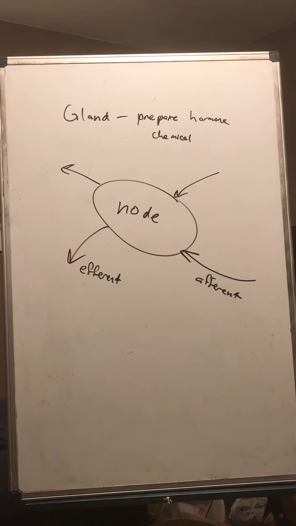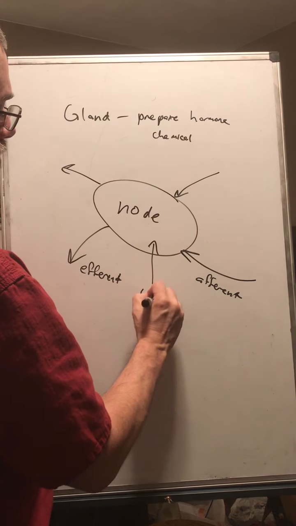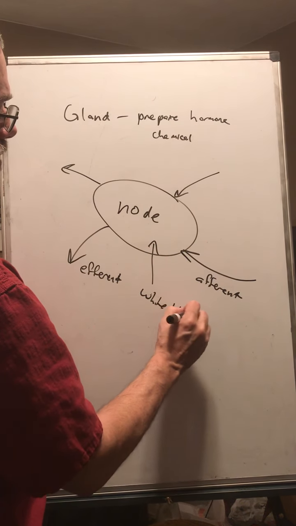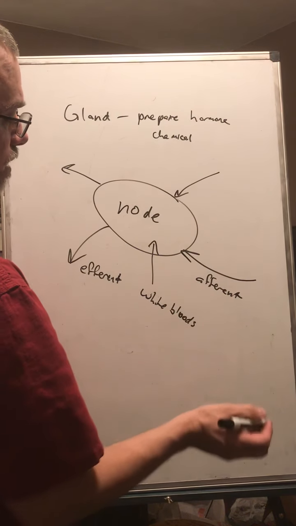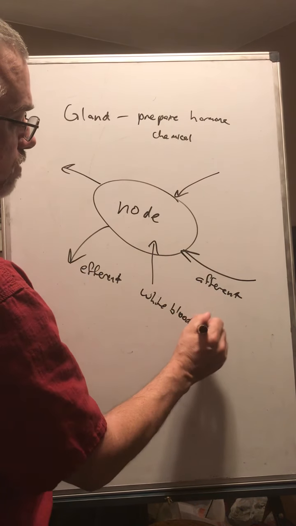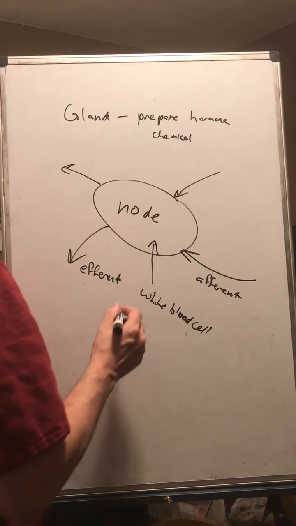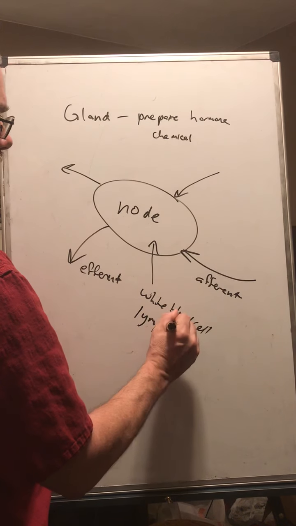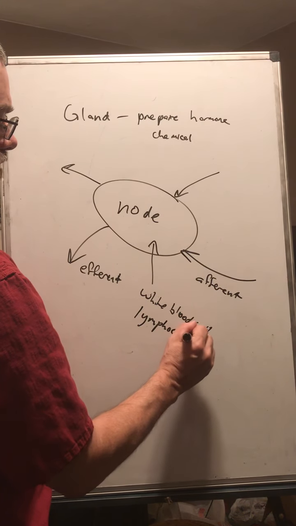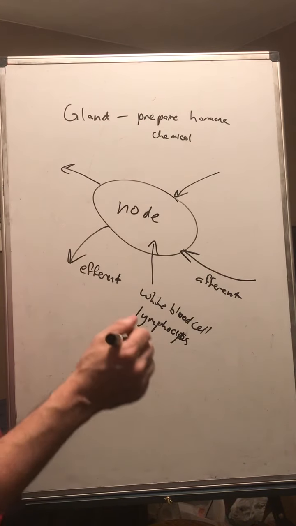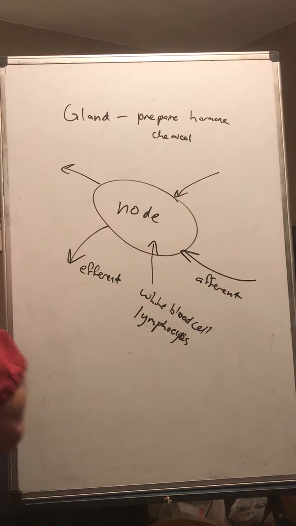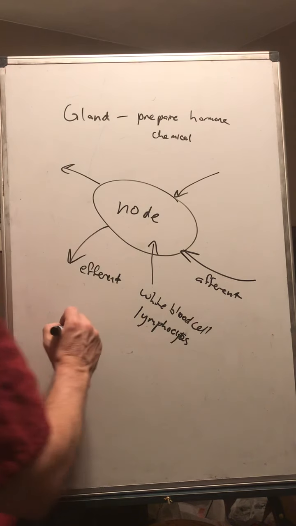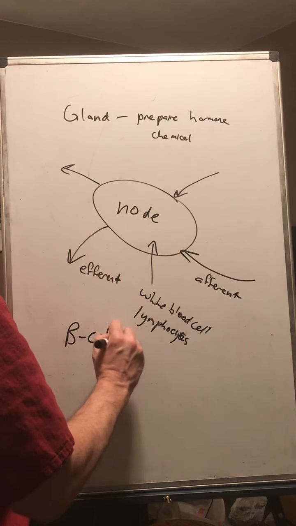So inside the node are some cells. White blood cells are found in here, but white blood cells, you're probably familiar with, help fight disease in your blood. Well, if they're inside a lymph node, they are called lymphocytes. Once again, just a different name. But there are a bunch of lymphocytes or white blood cells in the node to help fight off infection and disease. Then inside are two other cells, B cells and T cells.